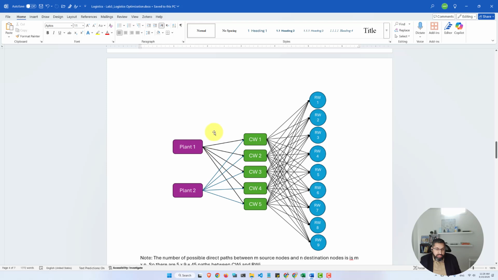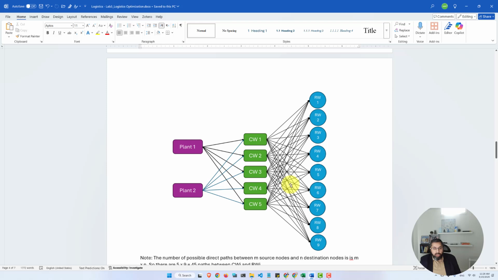Why? Because that's how we'll keep track of transportation costs from plant 1 to any potential central warehouse. Then again, we have these arrows going from plant 2 to central warehouses. So you have 2 plants and 5 potential central warehouses. You should have 10 arrows. So 5 here, 5 here. And that will give you 10 decision variables which keep track of how much product flows along these arcs.